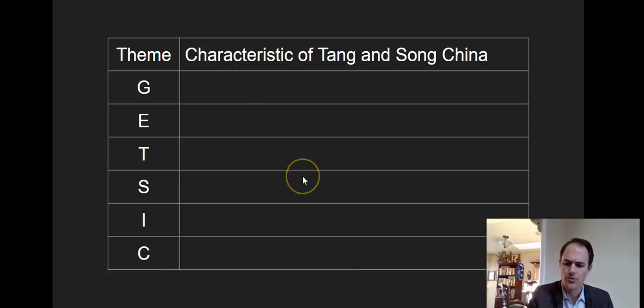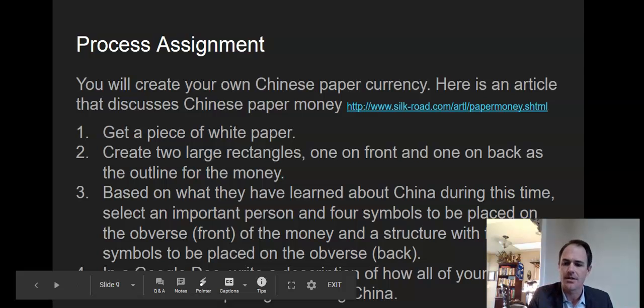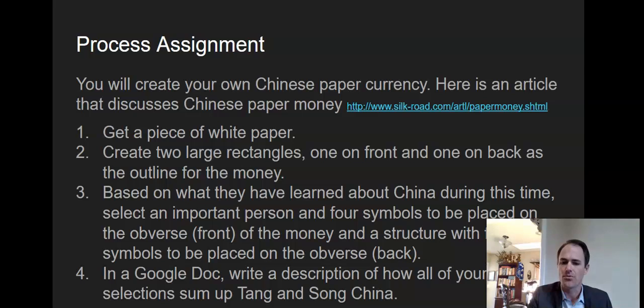All right, once you've done all that, you'll have really learned about the political, economic, and cultural developments of Tang and Song China. Now you're going to do something fun, something we haven't done yet in this class, and you are going to create your own Chinese paper currency. If you wanted to know a little bit more about Chinese paper money with some examples, there's an article. But what you're going to do, either on a piece of white paper, or if you want to get really awesome, you can do it digitally, but you don't have to.